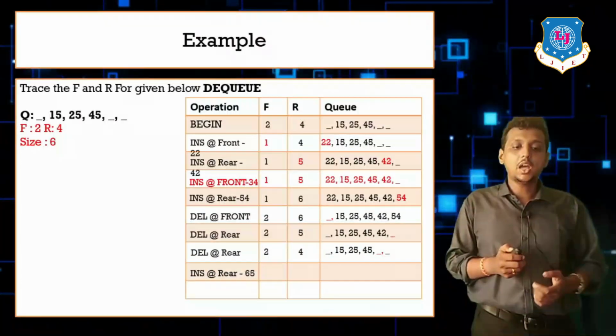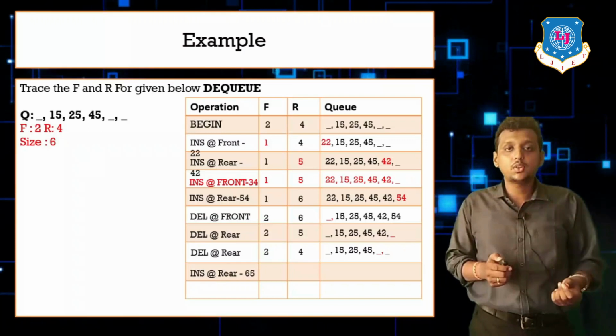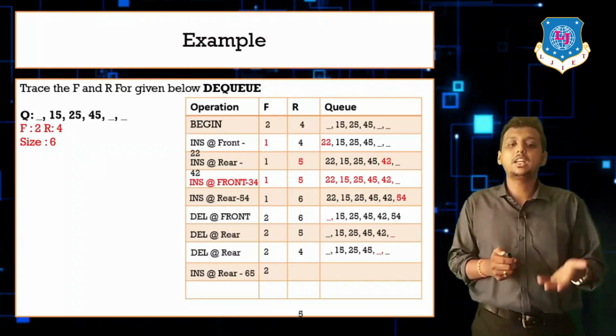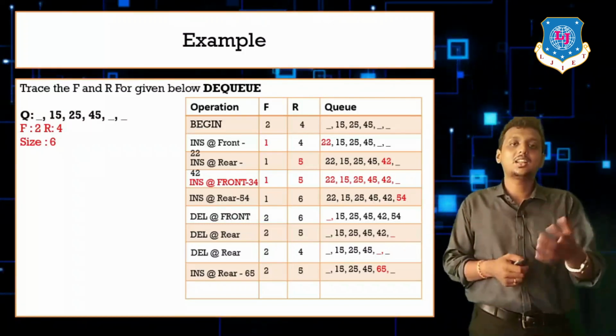Next, we have insert at rear. Insert at rear 65. We have enough space for the rear end. Yes, so rear will be incremented. It goes to 5. So 65 is inserted at the last.